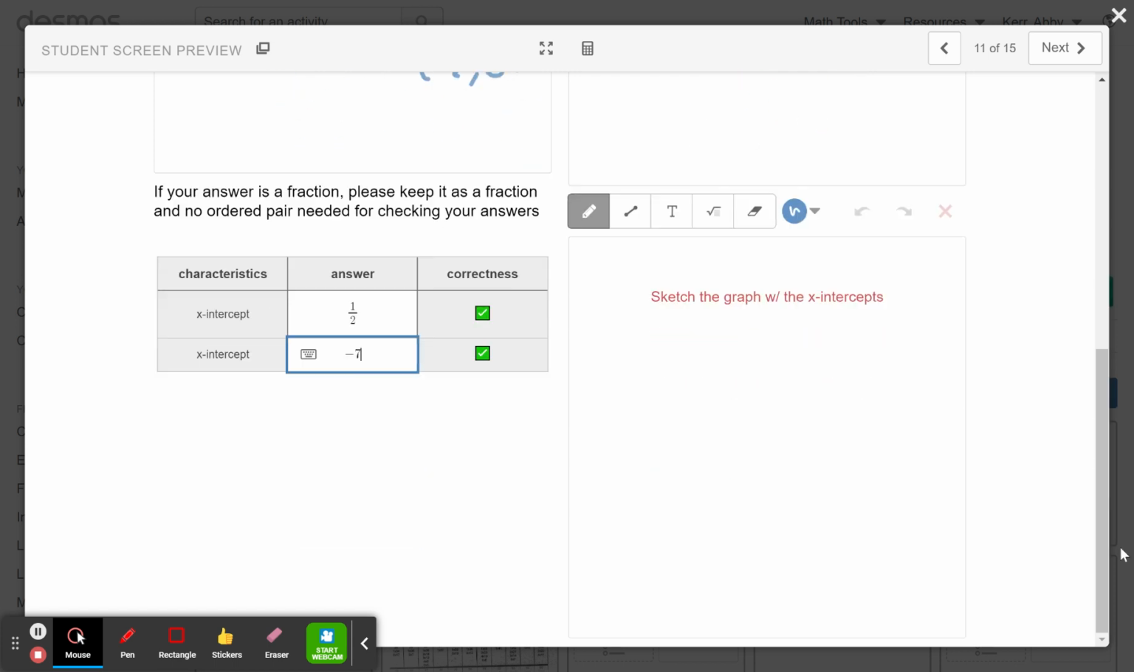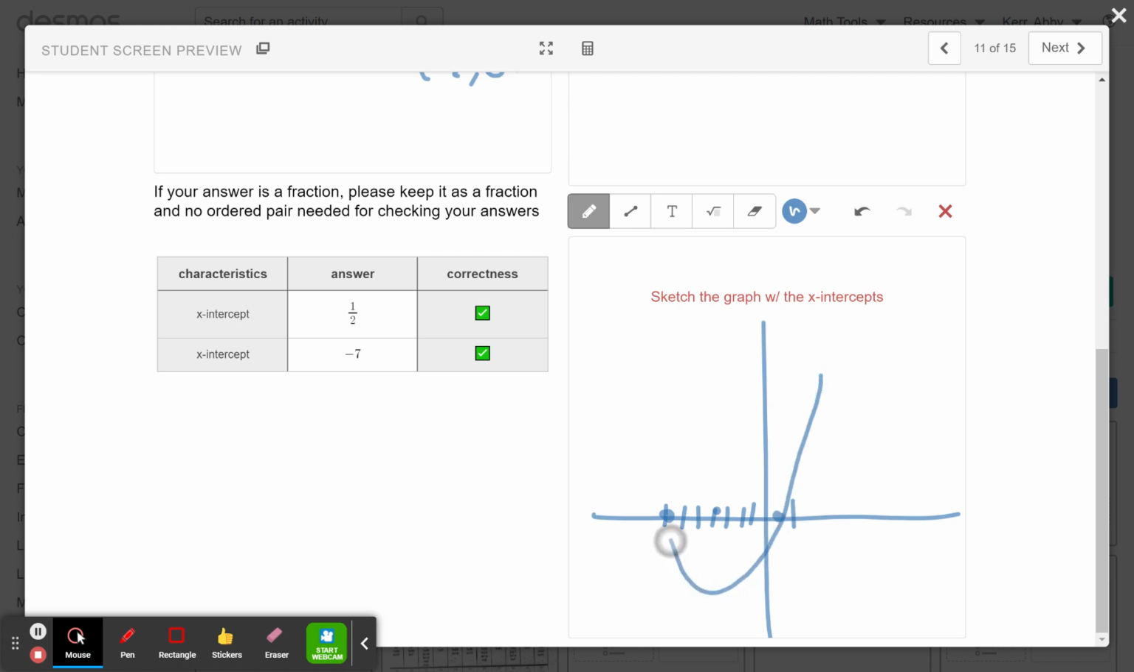Now you can make these tally marks small since it's -7. 1, 2, 3, 4, 5, 6, 7. And then 1/2. Upward parabola because our A value was a positive on slide 10.